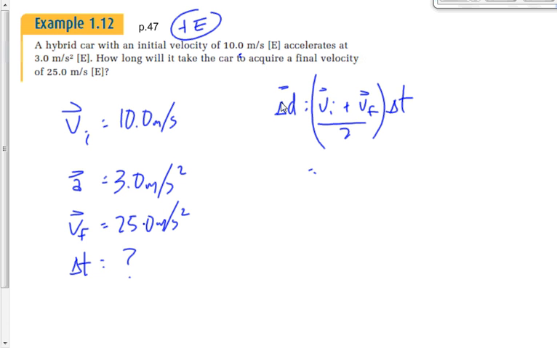Yeah, we have an initial velocity. We have a final velocity. 10 plus 25 over 2 times the time of, oh no, we're looking for time. Oh, and we don't have displacement. Glad you picked that one. You know why? Because it doesn't work. I'm glad you picked one that doesn't work.